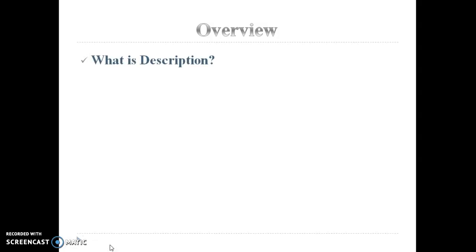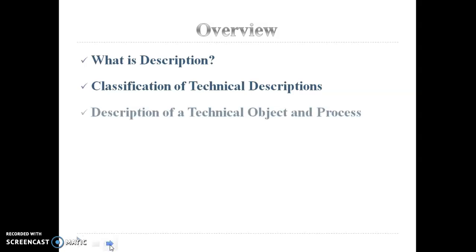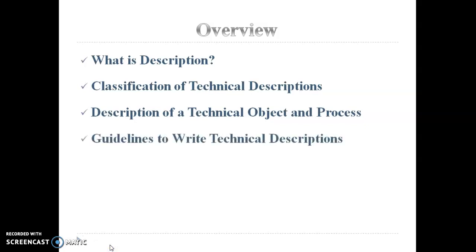First, we will discuss what is description. Then we will talk about the classification of technical description, and then understand description of technical object and process, and lastly we'll learn some guidelines to write technical descriptions, either object or process description.